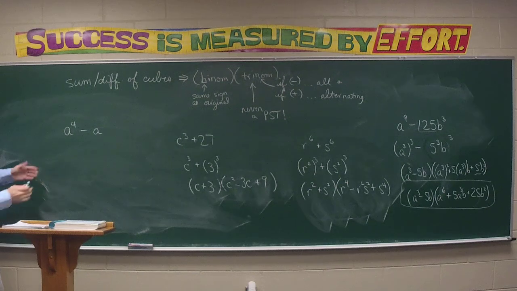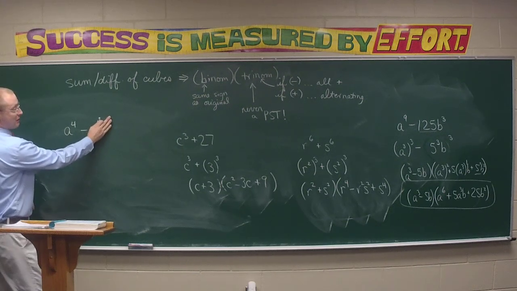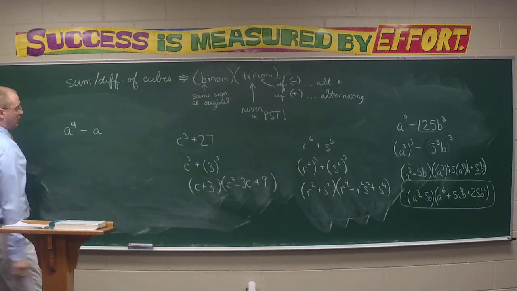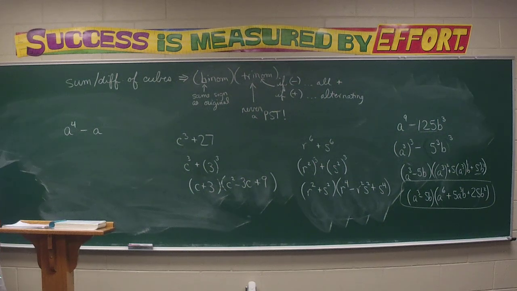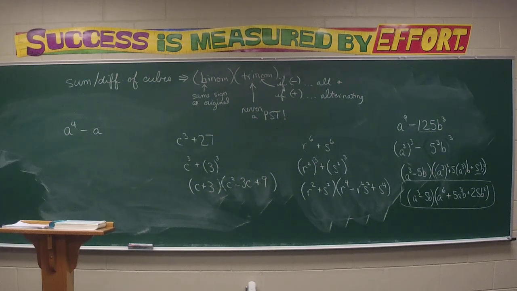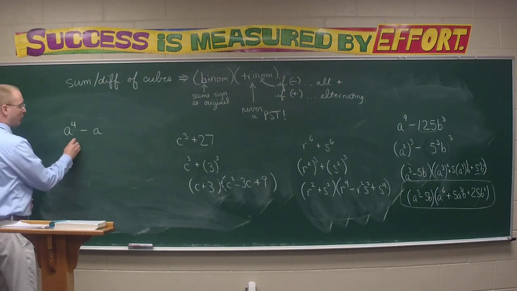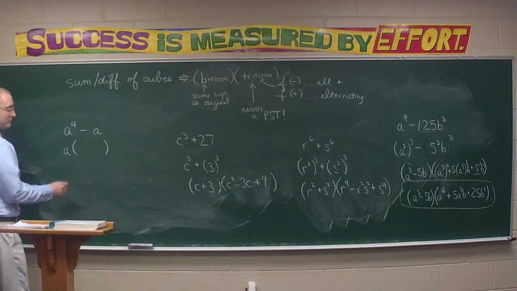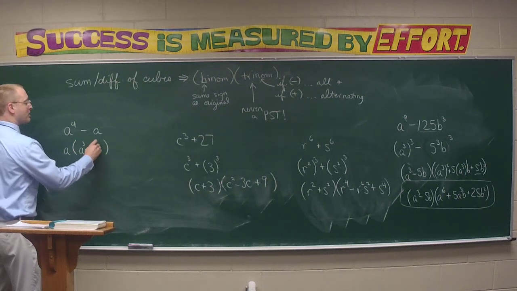On the surface, if I just cover this up, you assume we're going to do a difference of squares, right? What do we do? Thoughts? What's the first thing we should always check for when we factor, class? Common factor. What's common? A. And if I pull out an A, what does it leave me with? A cubed minus 1.